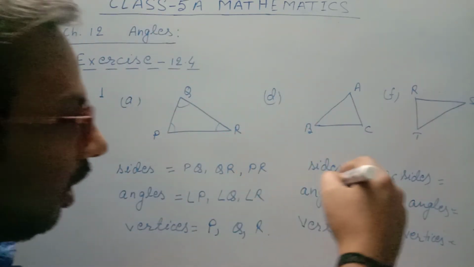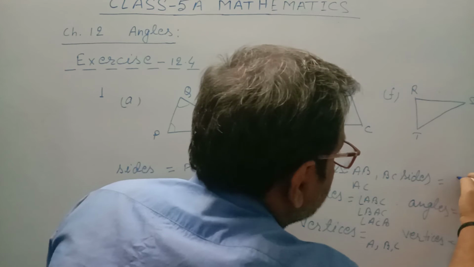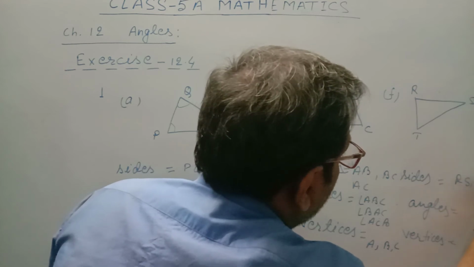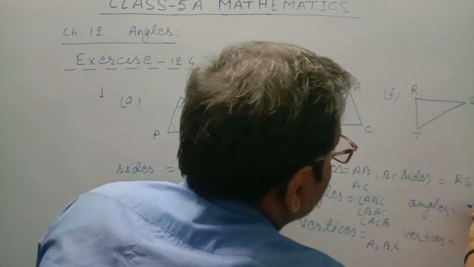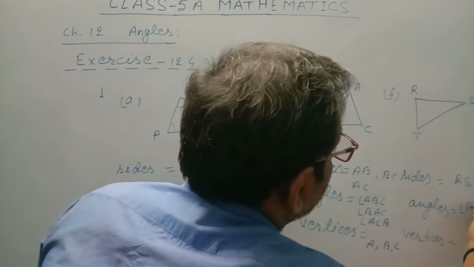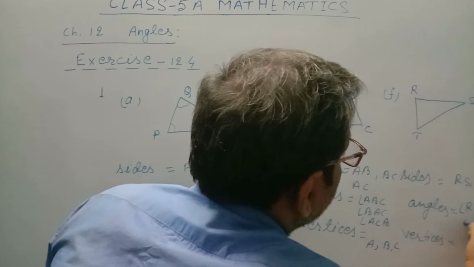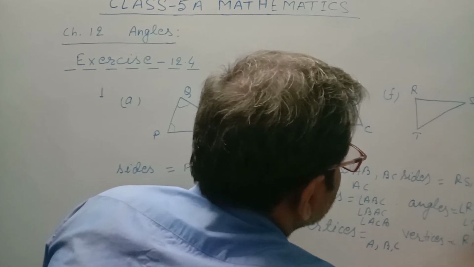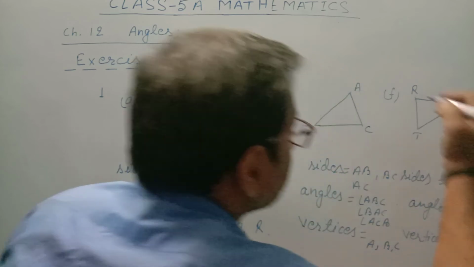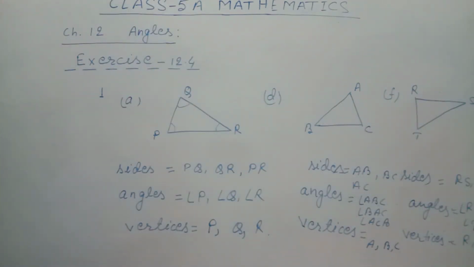In that figure, RST is the triangle. The names of the sides are RS, RT and ST. Angles are angle R, angle S and angle T. Vertices are vertex R, vertex T and vertex S. In this way, we write the names of sides, angles and vertices.